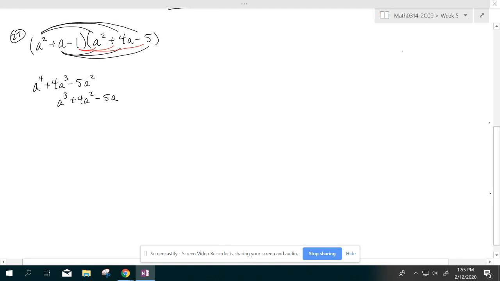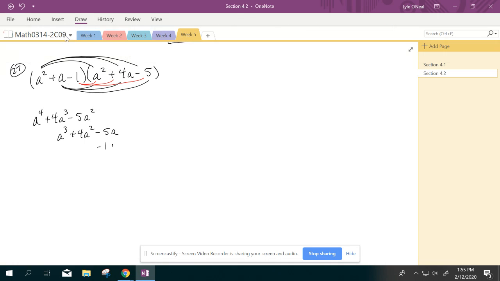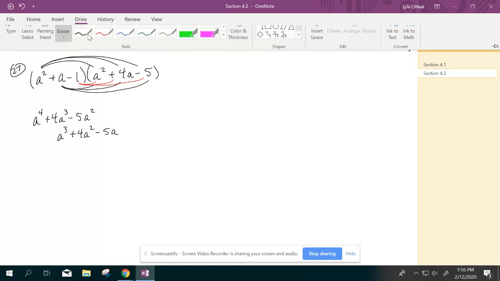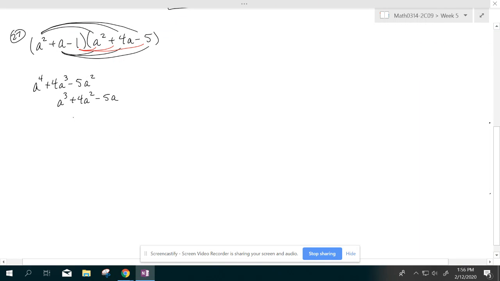Okay, so there's the last step in red. -1 distributes. Got it? So -1 times a squared, and I'm writing it underneath the 5a: -1a squared. Next, -1 times 4a. -1 times -5. Negative times a negative makes a positive.